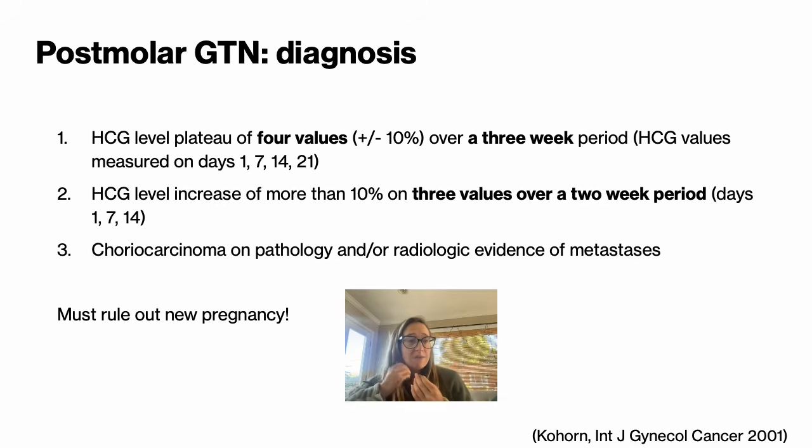And so the diagnosis is very important. Plateau of your betas of 4 values over a 3-week period, the beta increases more than 10% on 3 values over a 2-week period, or choriocarcinoma on your pathology. Always remember to rule out a new pregnancy.